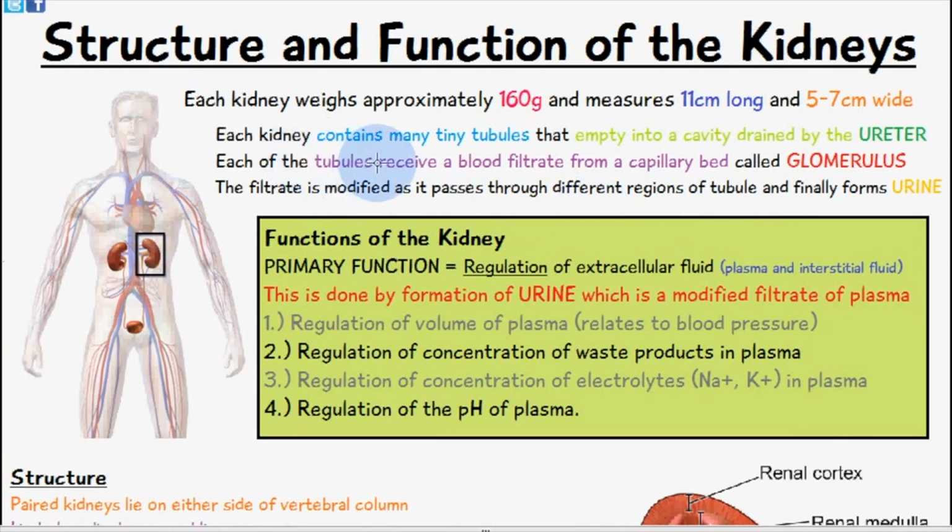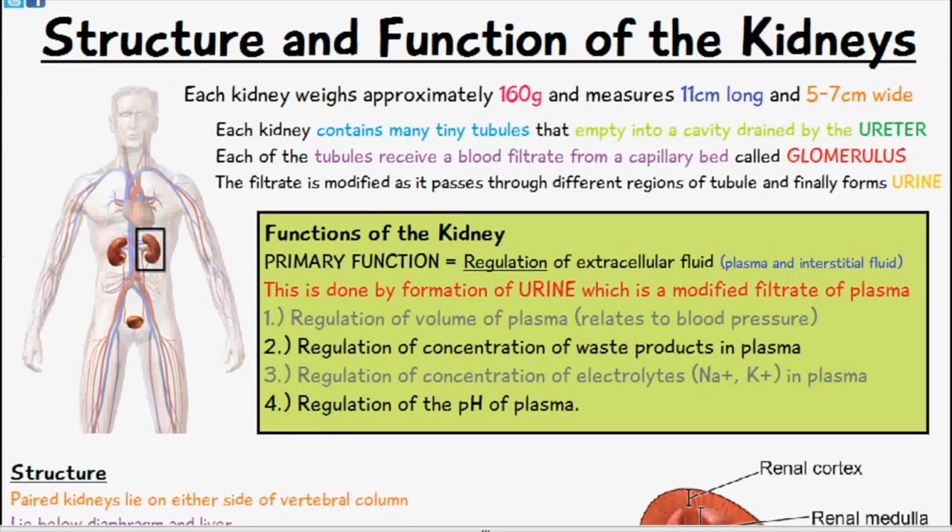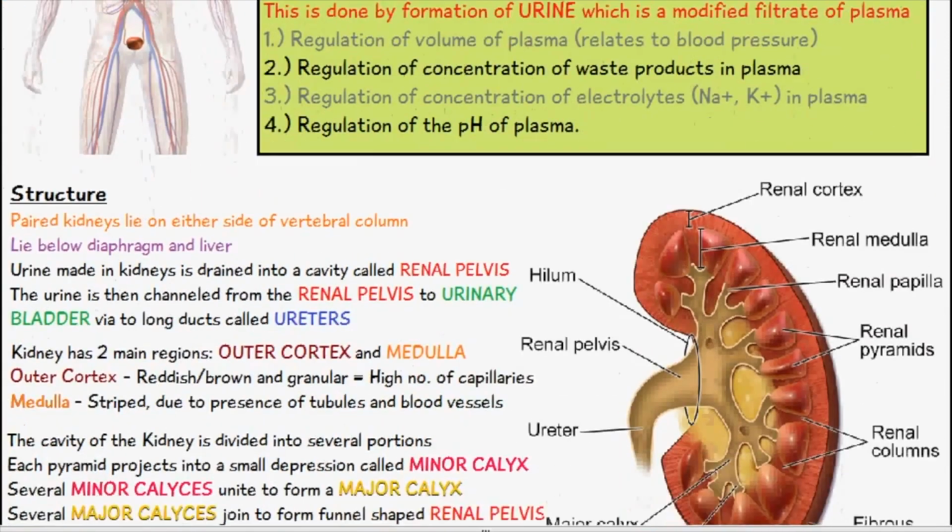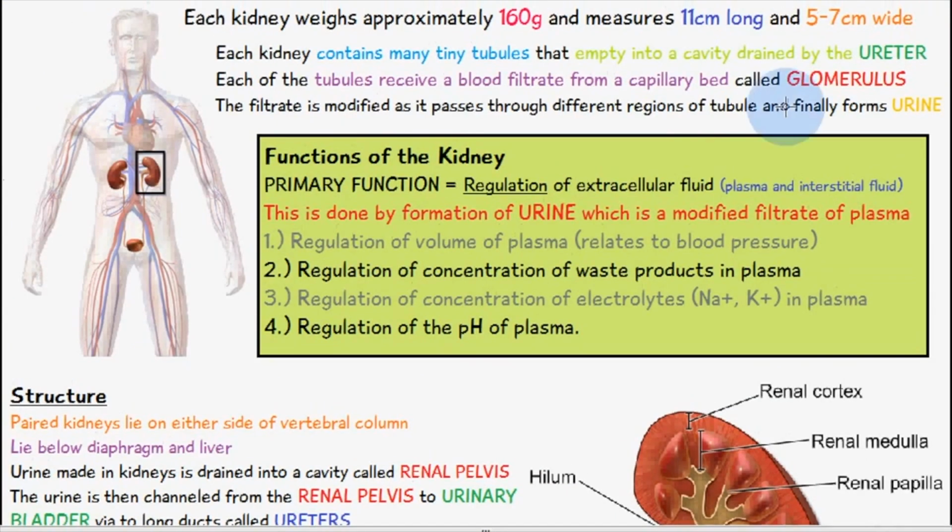Now, each of the tubules receives a blood filtrate from the capillary bed called a glomerulus. Now, you can't see it in this image here because we require a very microscopic image of a nephron. But with a glomerulus, imagine we have the blood coming from the arteries, or to be specific, the afferent arteriole. It's going to drain into this capillary bed, which is called a glomerulus, and once it drains through that, it's going to form this filtrate, and the filtrate's going to pass through the tubules, and once there are some modifications there, it's going to drain into the renal pelvis eventually.